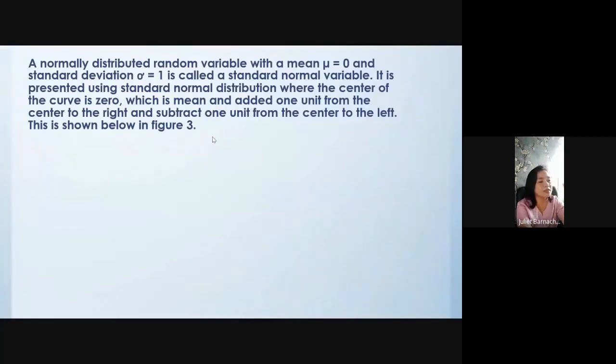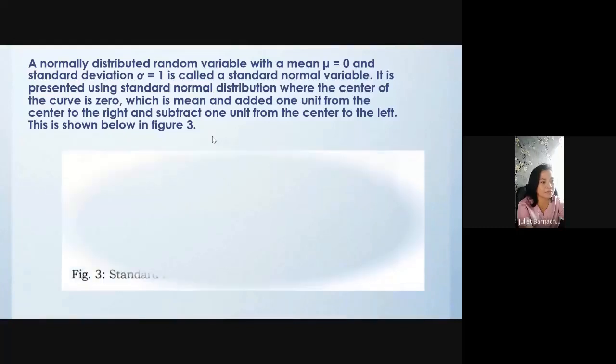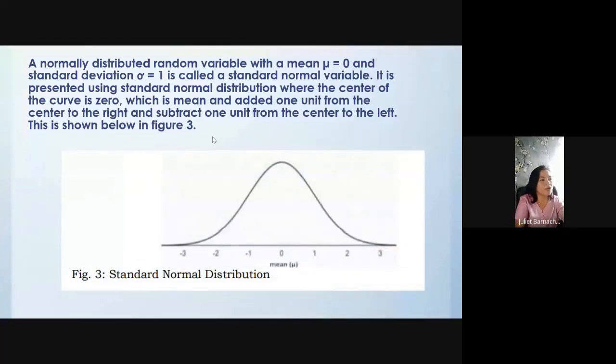A normally distributed random variable with a mu equal to 0 and standard deviation equal to 1 is called a standard normal variable. It is presented using the standard normal distribution, where the center of the curve is 0, which is the mean, and we add 1 unit from the center to the right and subtract 1 unit from the center to the left. So, ito yung ibig sabihin niya. Normal distributed random variable.